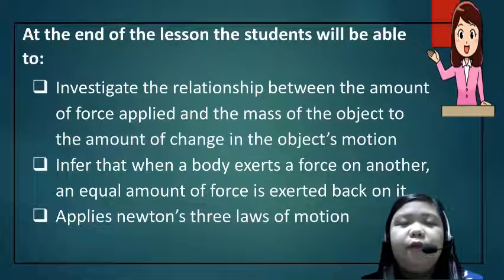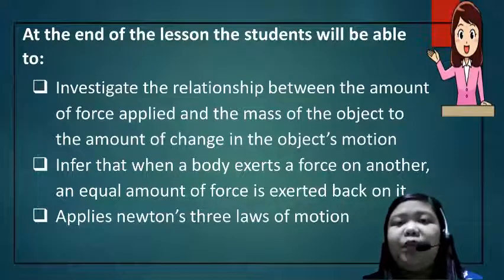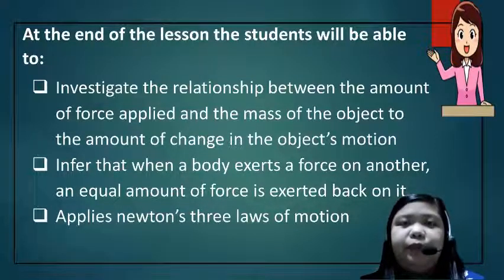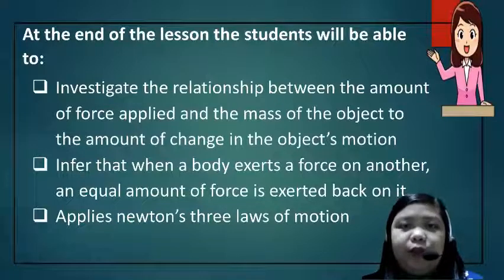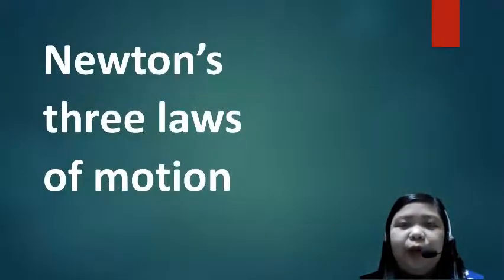Number 1, investigate the relationship between the amount of force applied, the mass of the object, and the amount of change in the object's motion, or what we call its acceleration. Number 2 is to infer that when a body exerts a force on another, an equal amount of force is exerted back onto it. And number 3 is to apply Newton's 3 laws of motion. So let's begin with Newton's 3 laws of motion.